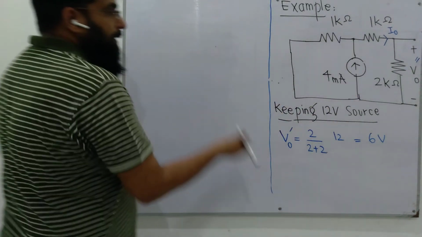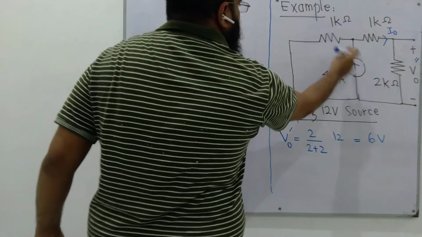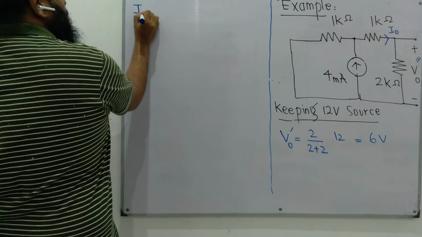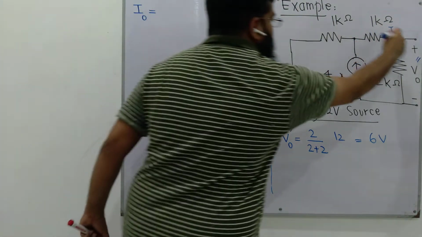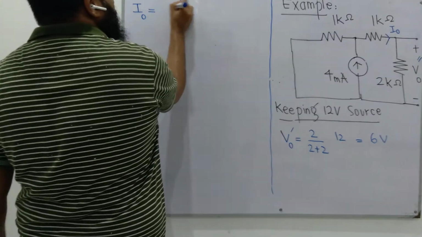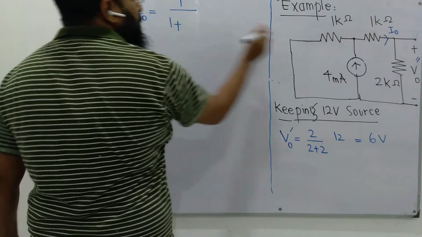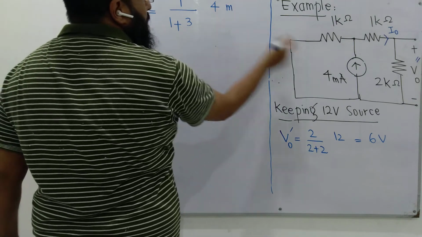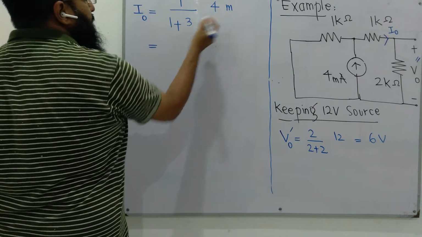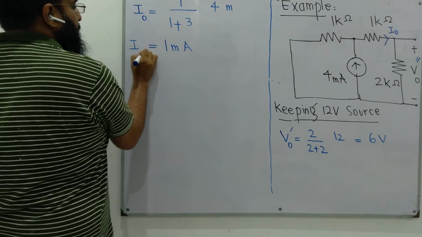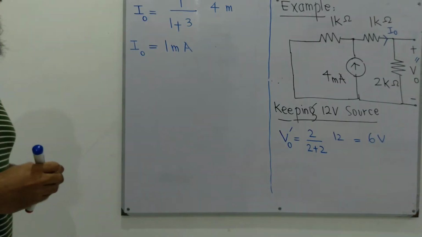Let's apply the current divider theorem. This 4 milliampere current divides between these two branches. Since we are interested in I naught, the current that flows through this 3 kilo ohm branch, we'll keep this 1 kilo ohm in the numerator, the sum of the two in the denominator, times the total current 4 milli. So we get 1 milli. We get I naught is equal to 1 milli.